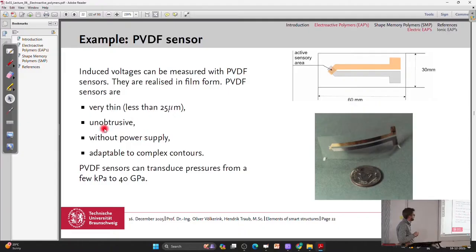You don't need a power supply in this case, and it is adaptable to complex contours, so the thin film you can shape and adapt to your structure as you want. And with this sensor you can transduce pressures from a few kilopascals up to 40 gigapascals and measure pressure here in this sensor area.